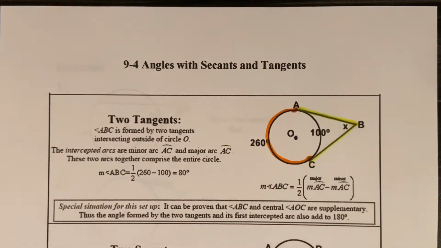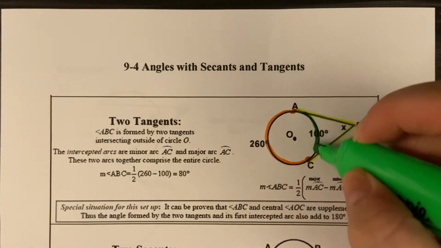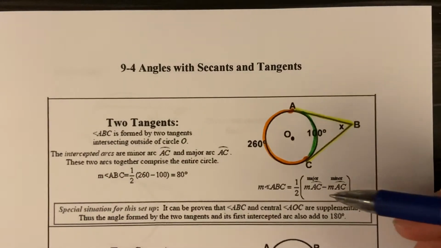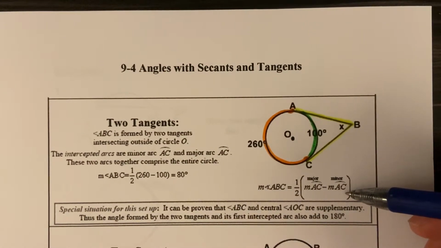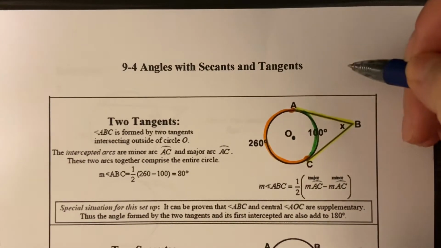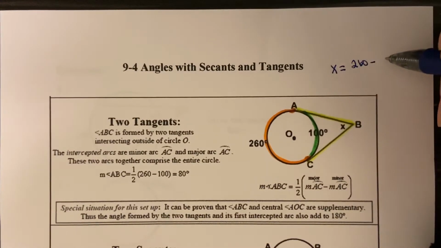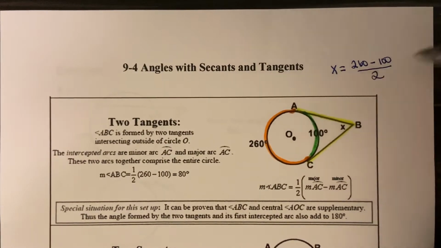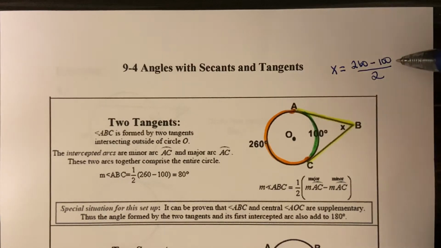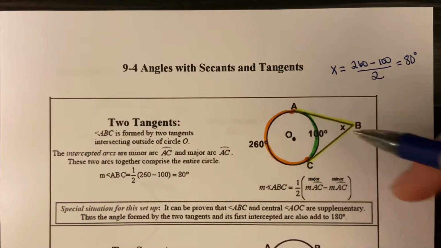Then we subtract the minor arc from it. This is my minor arc right there, 100. You subtract the major minus the minor arc, and then you divide by 2, or you half it. In this example, x is going to equal 260 minus 100, and then whatever I get for that, I divide by 2, which is the same thing as multiplying by a half. So 260 minus 100 is 160. 160 over 2 is 80, and that's how we end up getting this angle is 80 degrees.